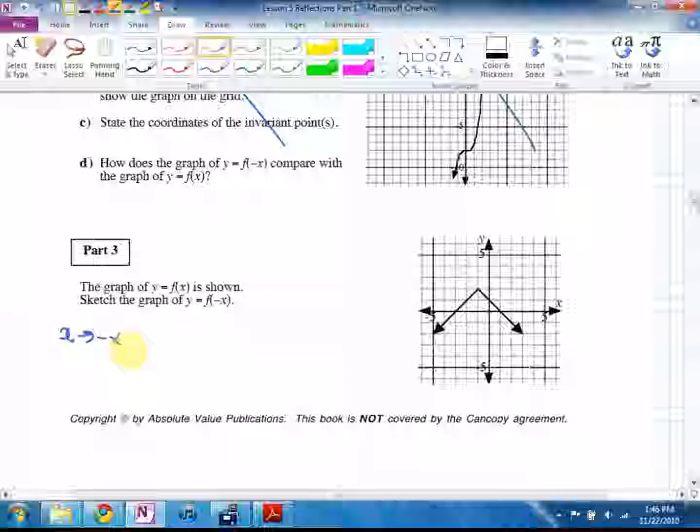Steph, this vertex, how far left is it? 1. How far right will it become? Just 1 to the right. Same height. So instead of negative 1, comma 2, positive 1, comma 2. Right there.